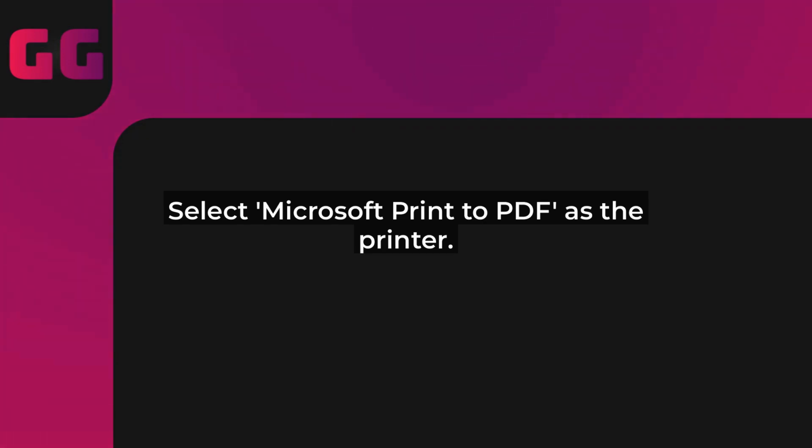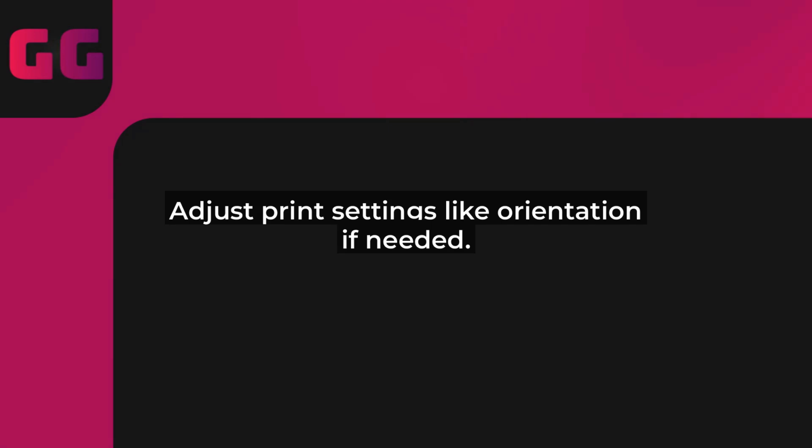Step 3. In the print settings, look for the Printer drop-down menu. Select Microsoft Print to PDF as your printer option. This is a built-in feature in Windows 11 and later versions, making conversion effortless.